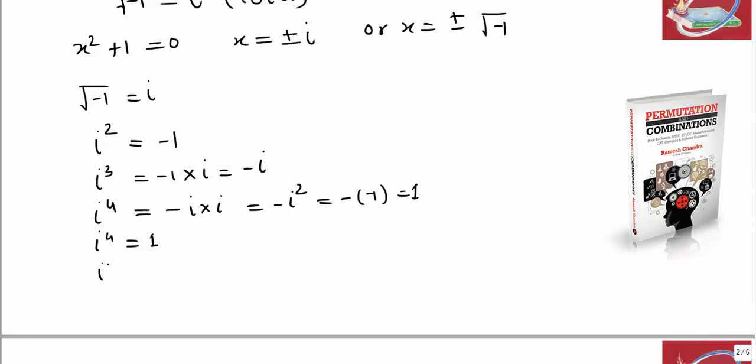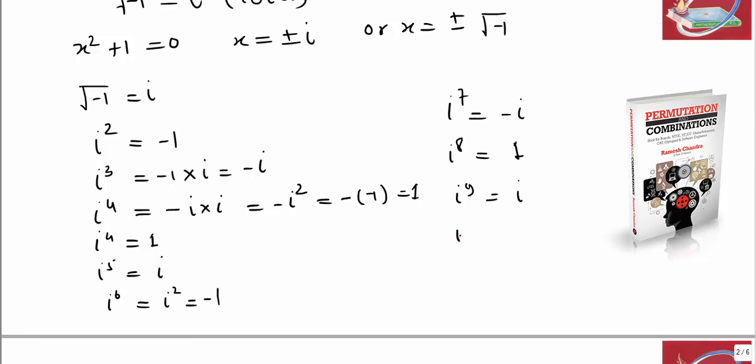Again, multiplying by I, I to the power 5 is I, I to the power 6 is I square, that is minus 1. I to the power 7 is minus I, I to the power 8 is equal to 1. Again, I to the power 9 is I, I to the power 10 is I square, that is minus 1, I to the power 11 is minus I, and I to the power 12 is equal to 1.